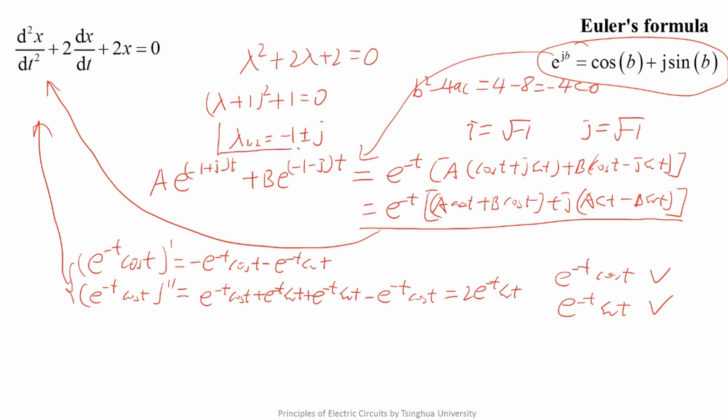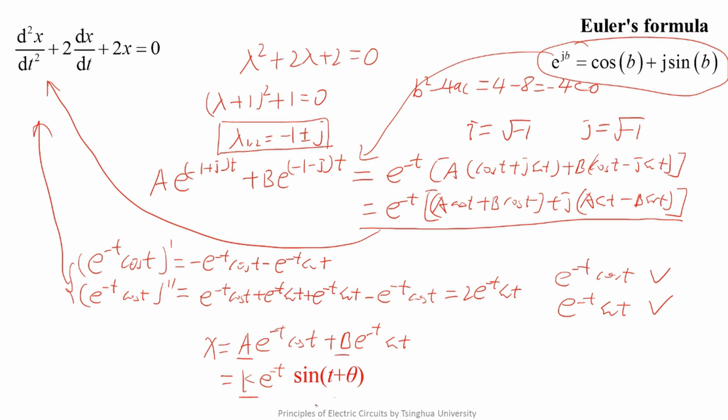So we can write the general solution of the equation with two conjugate complex roots as a form of x equals a times e to the power of minus t cosine t plus b times e to the power of minus t times sine t. Of course, we can also use the trigonometric identity transformation to write it as a form of k times e to the power of minus t times sine (t plus theta). A and b in the former expression are undetermined coefficients, and k and theta in the latter expression are undetermined coefficients. These two expressions are equivalent.